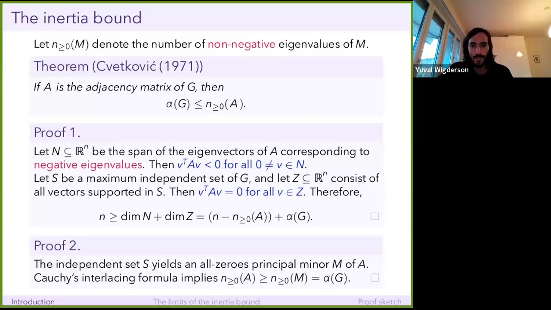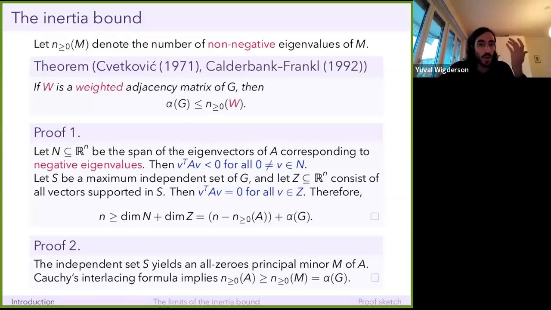And so you believe this is a true theorem. And if you look at this theorem or at these proofs, you'll observe that we never actually used anything about the entries of the matrix besides that we got a block of zeros from an independent set. And so this theorem naturally generalizes to the weighted setting. It says the exact same thing. If I give you any weighted adjacency matrix of the graph, the independence number is at most the number of non-negative eigenvalues of that matrix. And as far as I was able to figure out, this was first observed by Calderbank and Frankl in the 90s, but maybe someone knew it earlier. This kind of result was rediscovered many times by many different people.